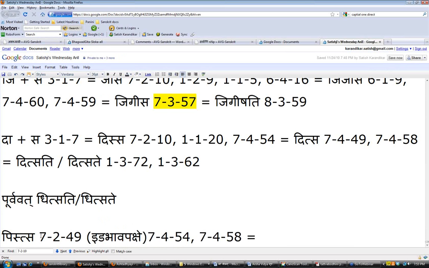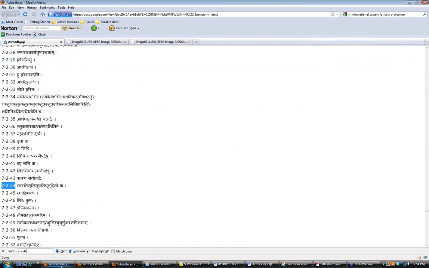Idabhava pakshe. Okay, now let's continue from here. So now we got 7-4-54, 7-4-58, and now see what the further thing is being said here. Anit pakshe.